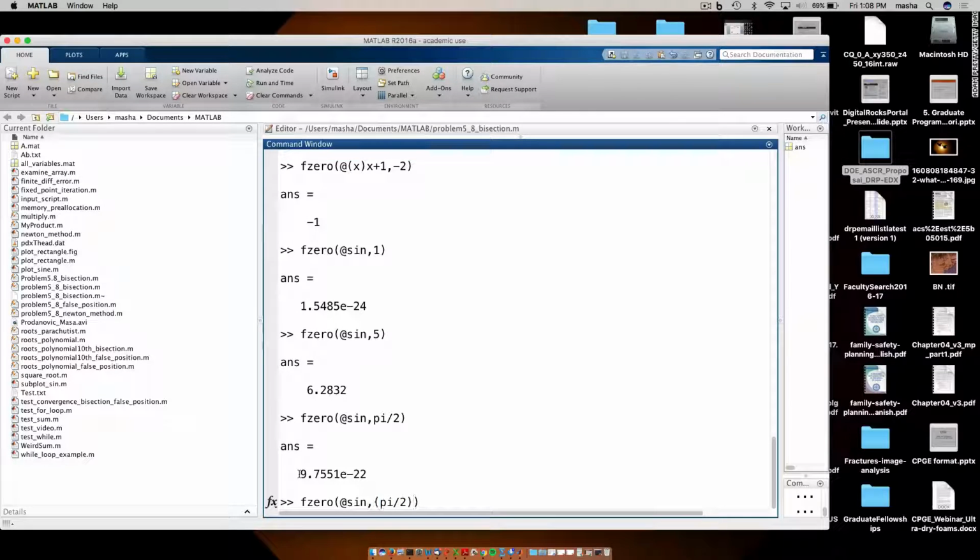Pi over 2 times 1.1. So that one went to pi. Slightly over, and that's because I'm right near the peak where my sine function is maximum. So a little on this side, I'm going to go to 1. A little on the other side, I'm going to go to pi.